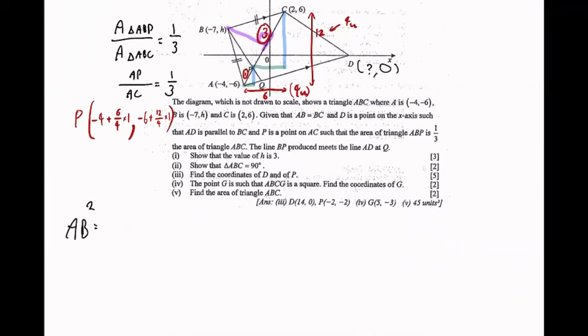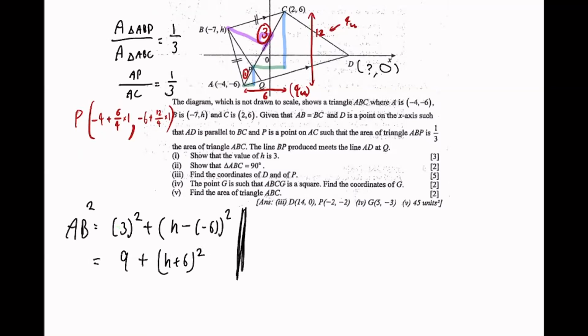So I use AB square, so you can get rid of the square root. That will be x minus x, which is just 3 square, plus y minus y, which is h minus -6 square. How did I get a 3? -7, -4, the difference is 3. Square it, then the negative doesn't matter. Simplify, you get 9 plus (h plus 6) square. I don't want to square it because I'm lazy. I will deal with it later.